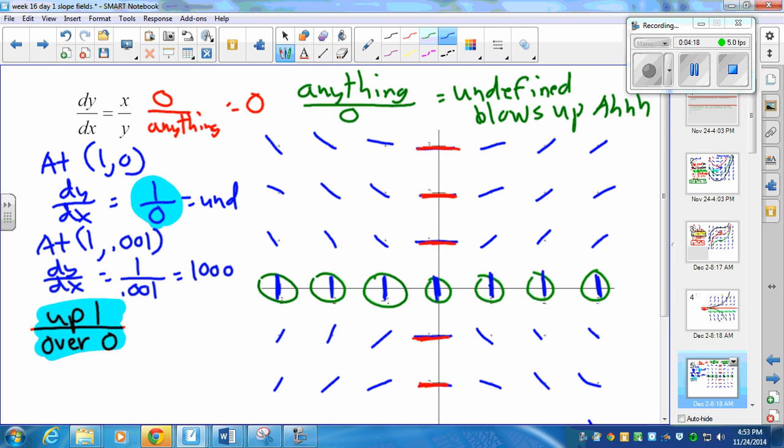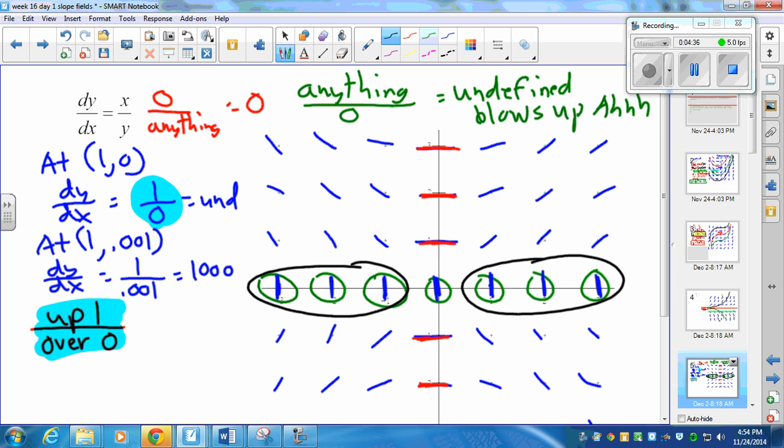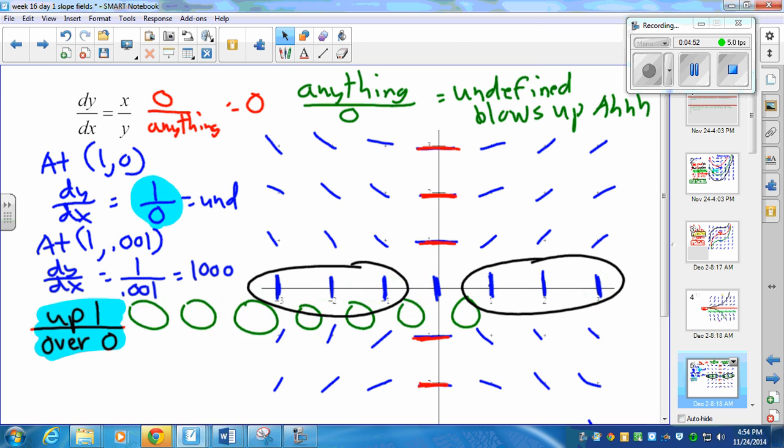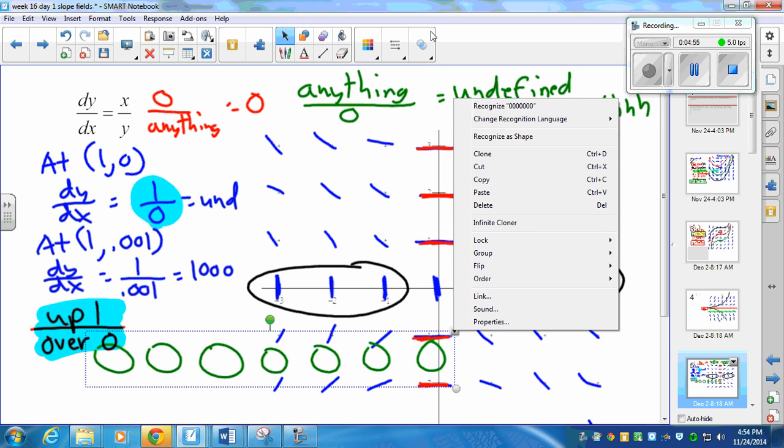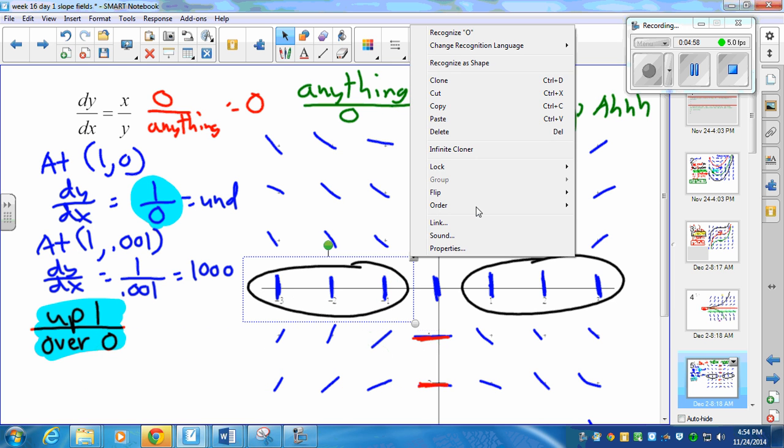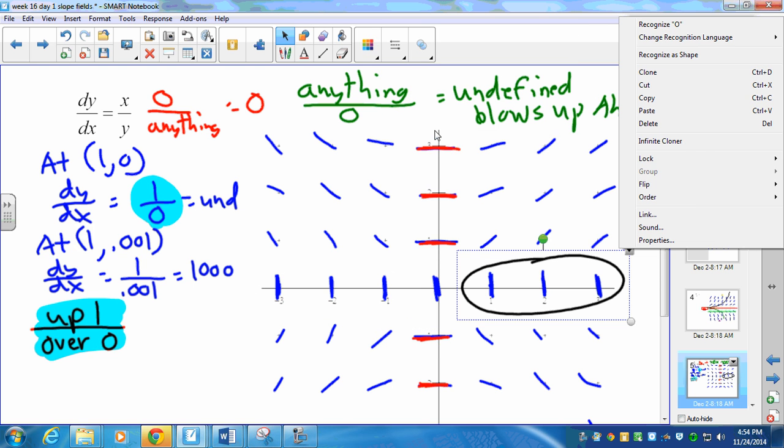Now, I'm going to erase something here in a second. All of these over here, a number divided by 0 gets you positive, up 1 over 0. All of these, though, would be kind of like down 1 over 0. But is it still being shown by a vertical line? You're basically going up and down at that moment. Now, let me get rid of all these unknowns so we don't get overwhelmed with that.